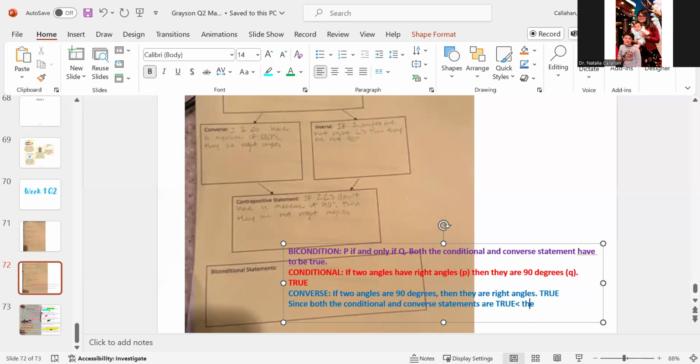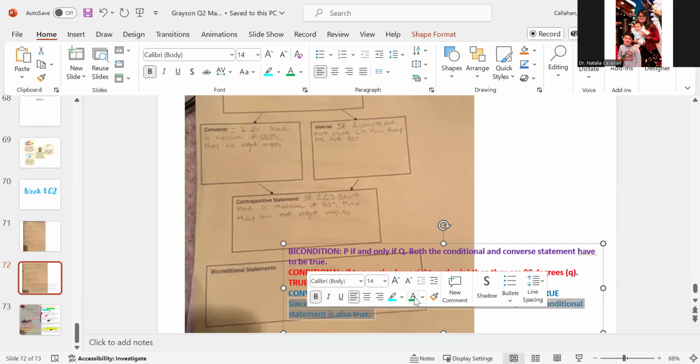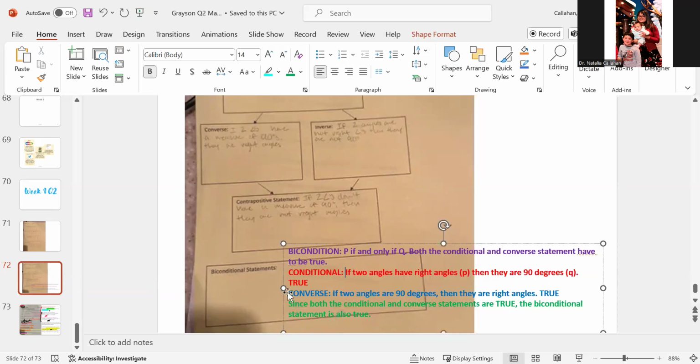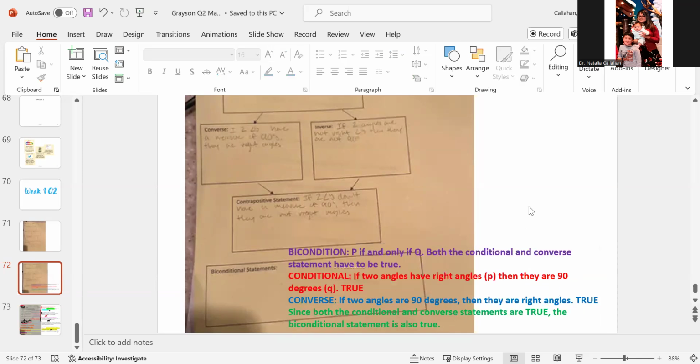Since both the converse and conditional are true, the biconditional statement is also true. Does that make sense? Did you talk about this in class? Did you guys take notes today? We could have done it in the notebook, but no.